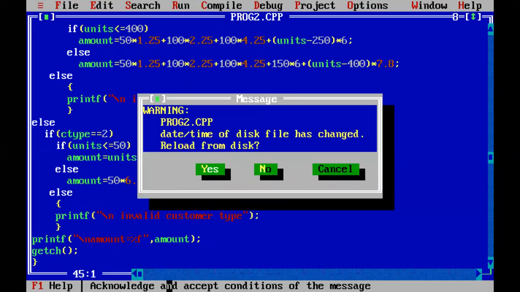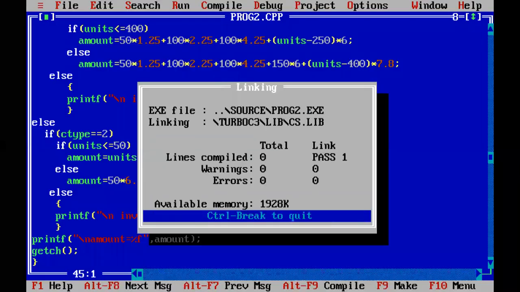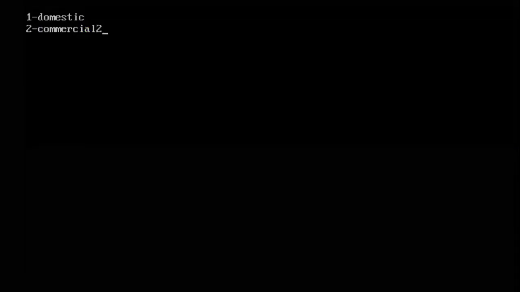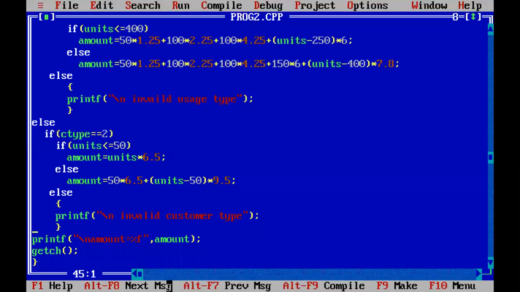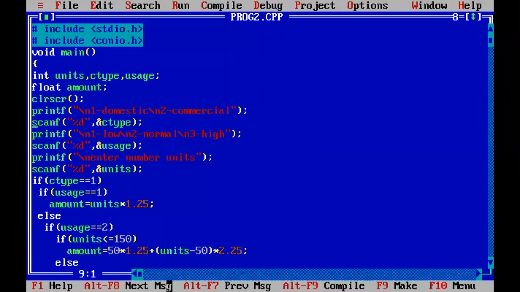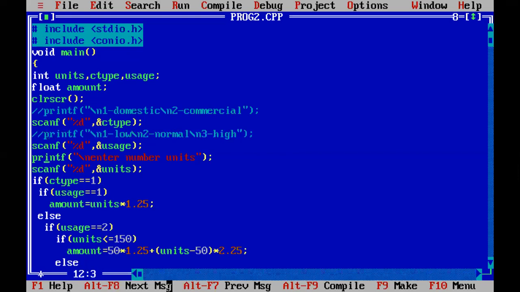Suppose two. So actually, if you give any type, no problem. Enter number of units. Suppose I given 70 units. So the value is first 50 units 6 point and remaining is this. So this is actually if you want actually during the program not given any prompt, that's why you have to remove this prompt and remove this prompt and remove this prompt.